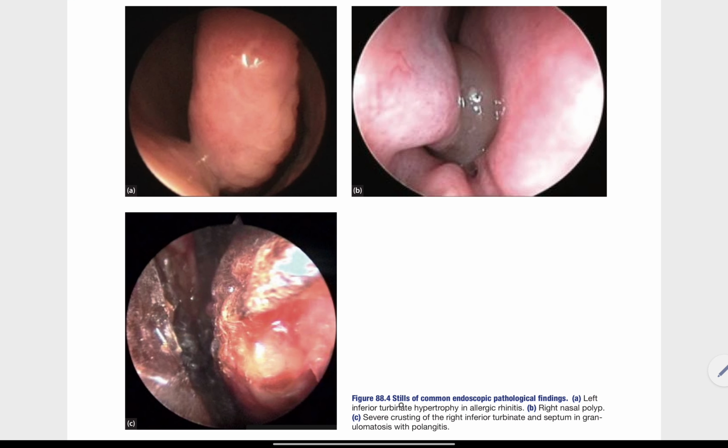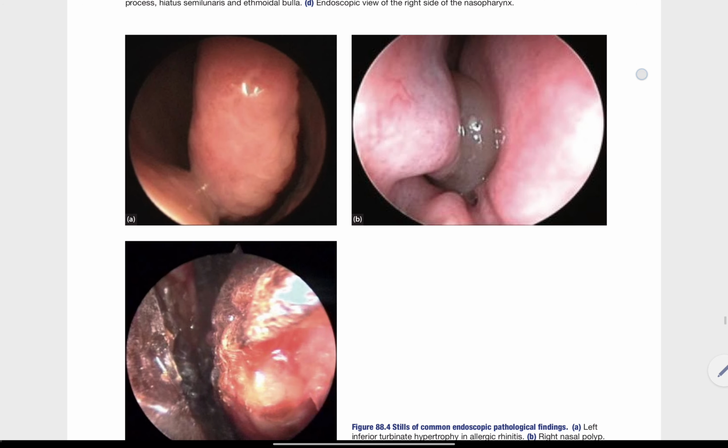Figure 88.4, stills of the common endoscopic pathological findings. A is the left inferior turbinate hypertrophy in allergic rhinitis. B is the right nasal polyp. C is the severe crusting of the right inferior turbinate and septum in granulomatosis with polyangiitis.